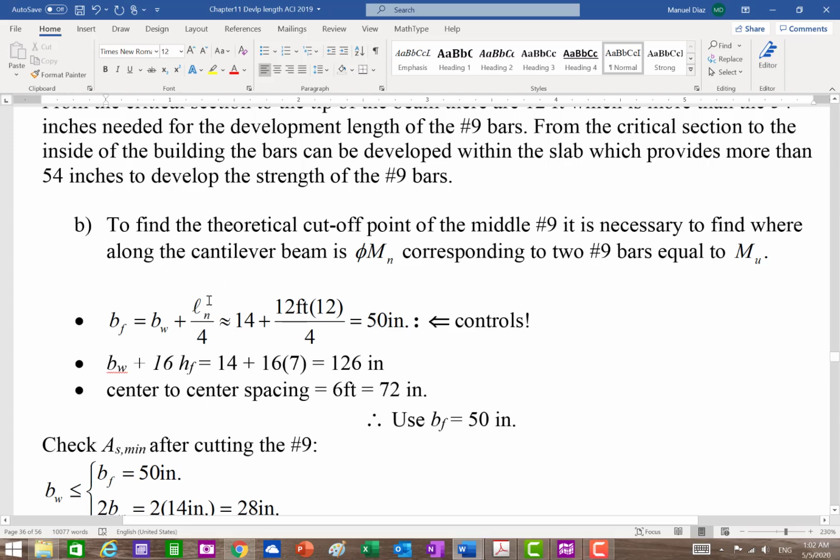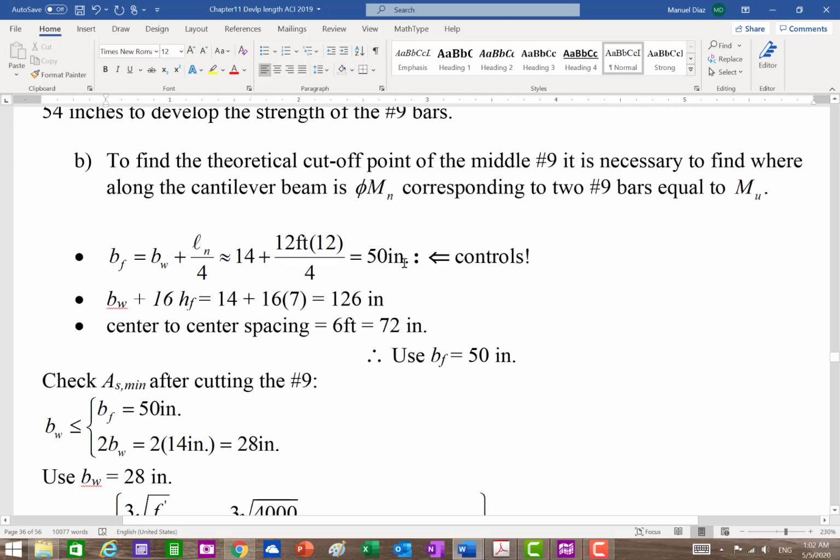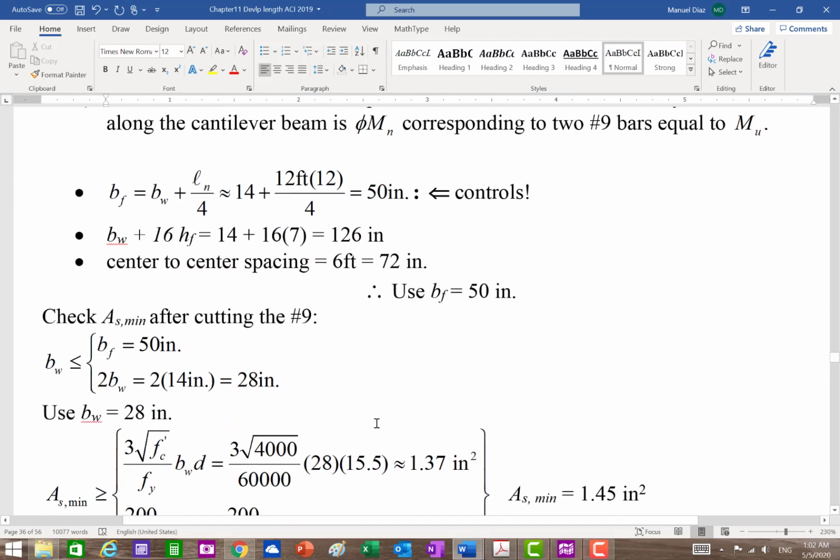This is the span of the beam, not the clear span of the slab, right? So we look at these numbers and we take the smallest, 50. We check for AS minimum because we're cutting 1 bar. Remember, we're cutting 1 bar, we're leaving 2, right? So we need to make sure that we're satisfying minimum there too.